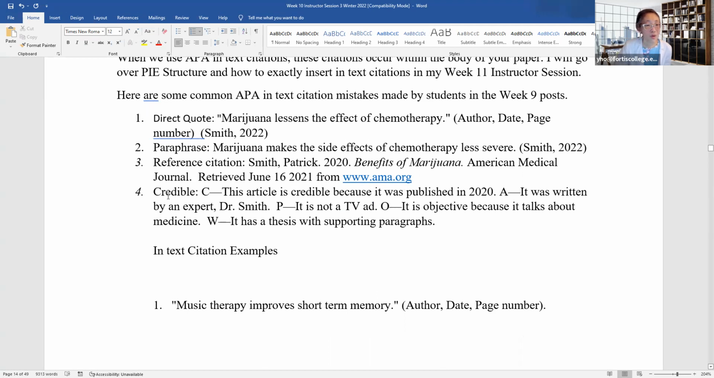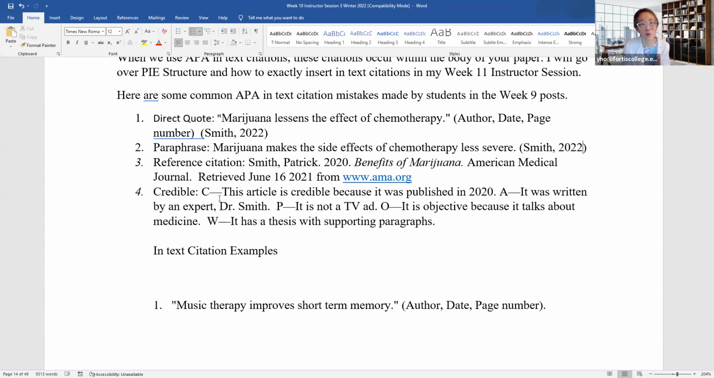All right, and then when I ask why is this source credible, that's also on your worksheet. Then yes, you have to say this article is credible. So we're going to use CAPOW. C stands for currency. A stands for author. P stands for purpose. O stands for objective. And W stands for writing purpose. And so we use the CAPOW acronym in order to evaluate whether or not a source is credible.